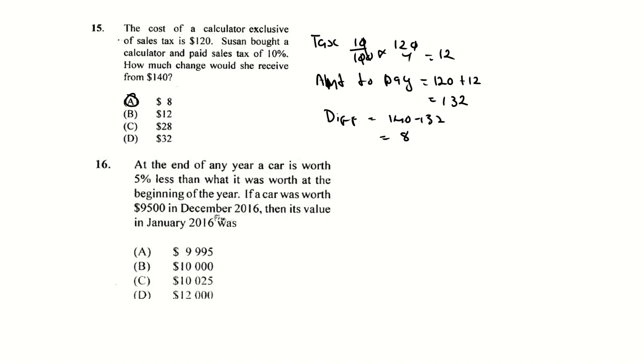Number 16, at the end of every year, Kyle was. This is a repeated question, right? So at the end of the year is 9,500. So at the beginning of the year would be 10,000. B.